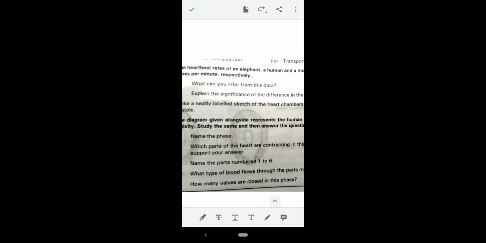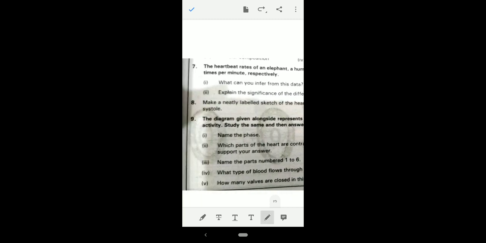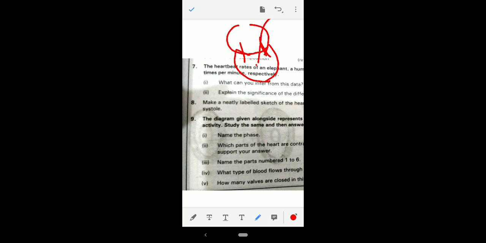Now make a neatly labeled sketch of the heart chambers and valves during atrial systole. Okay, let's draw. Atrial systole means when the atrium is in a systolic condition, that time it is contracting, and at that time these valves are closed because the ventricle is in diastolic condition, it is ready to receive the blood. So atrioventricular valves will open and semilunar valves will close at the time of atrial systole.